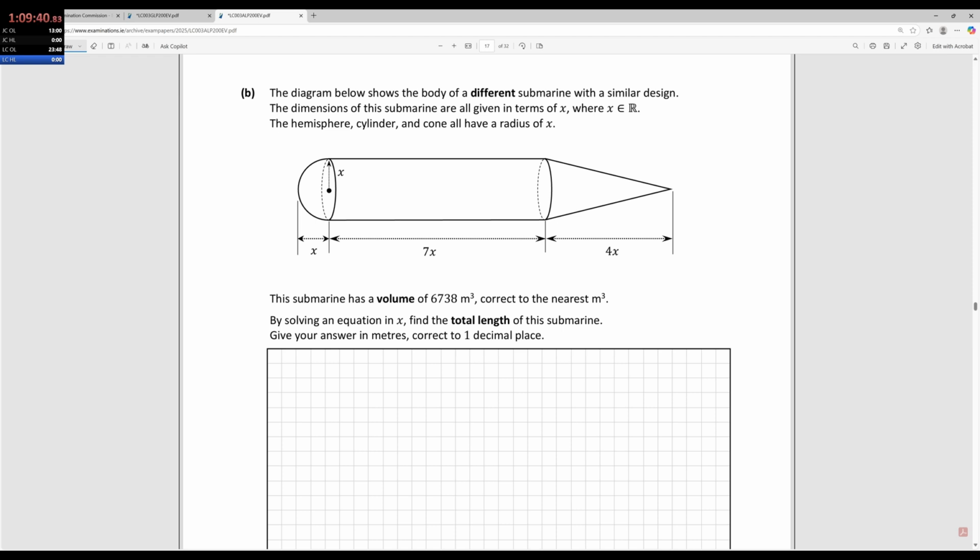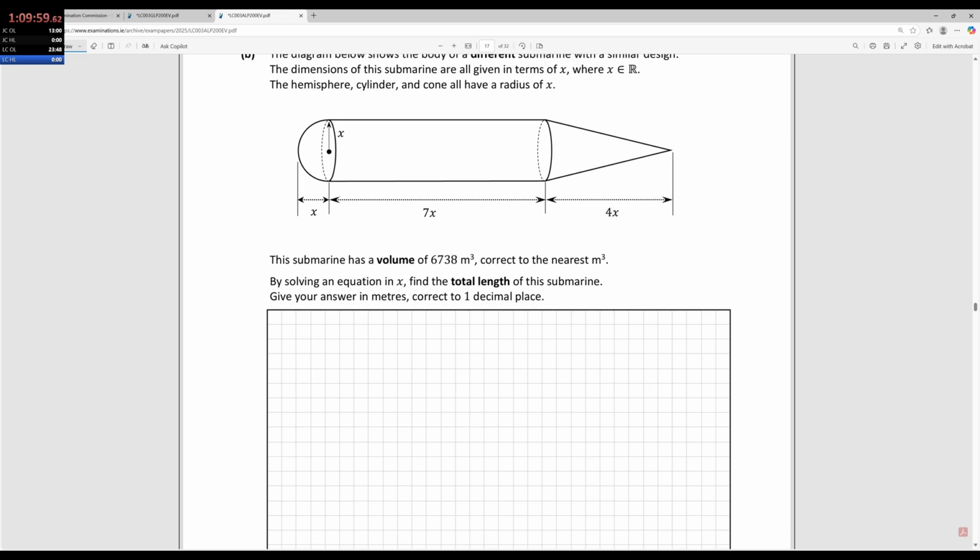The diagram below shows the body of a different submarine with a similar design. The dimensions of the submarine are also given in terms of x. The hemisphere and the cylinder and the cone all have a radius of x. Yes, we can see that. The submarine has a volume of this much. Correct to the nearest whatever by solving an equation for x, find the total length of the submarine. You son of a bitch.